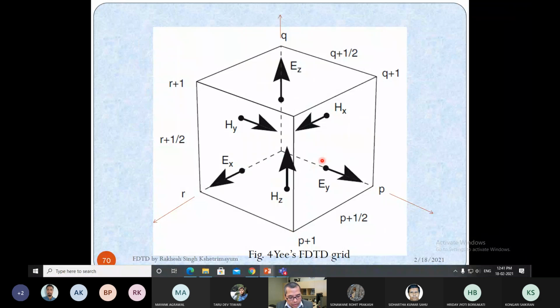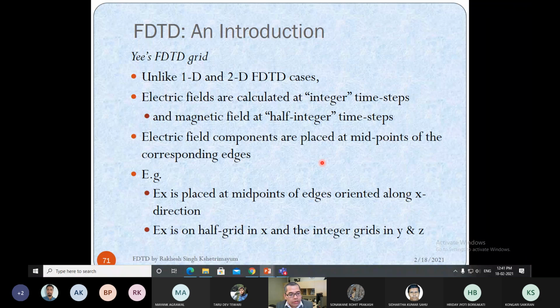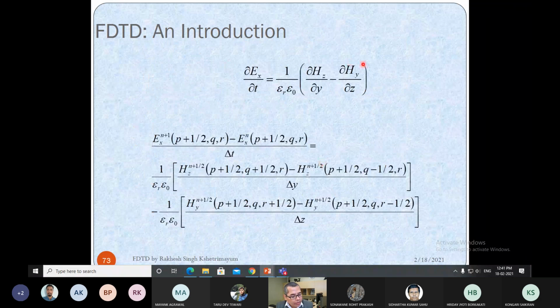So let us write down the FDTD update equation for the first Maxwell equation. The first component of the Maxwell equations: ∂Ex/∂t is equal to 1/(εr ε0) times (∂Hz/∂y minus ∂Hy/∂z). If you know only this, then you know all other remaining five equations. So just pay attention when you write this first equation. Once you know this, you can write all the other remaining equations easily. So first things first.